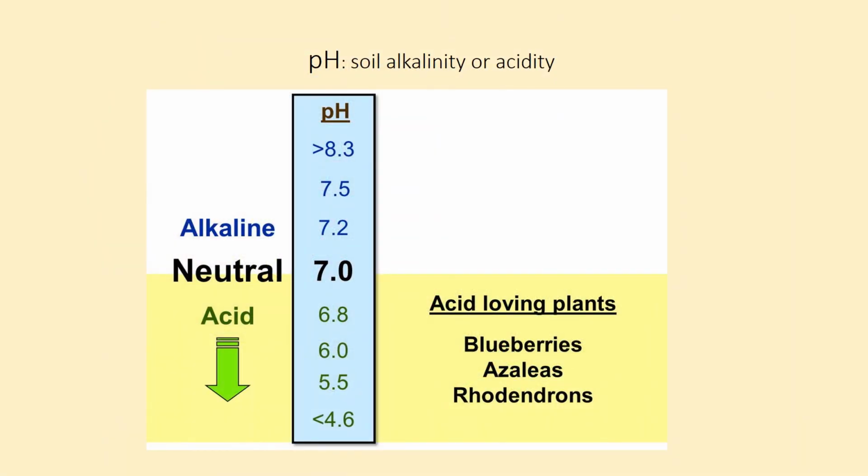So what does this all mean for us as gardeners? Well, it means soil pH will dictate what we can and cannot grow. Some plants have evolved to really enjoy low pH soils. These include, but are not limited to, blueberries, azaleas, and rhododendrons. For those three plants, it's very hard to grow them in neutral or high pH soils.